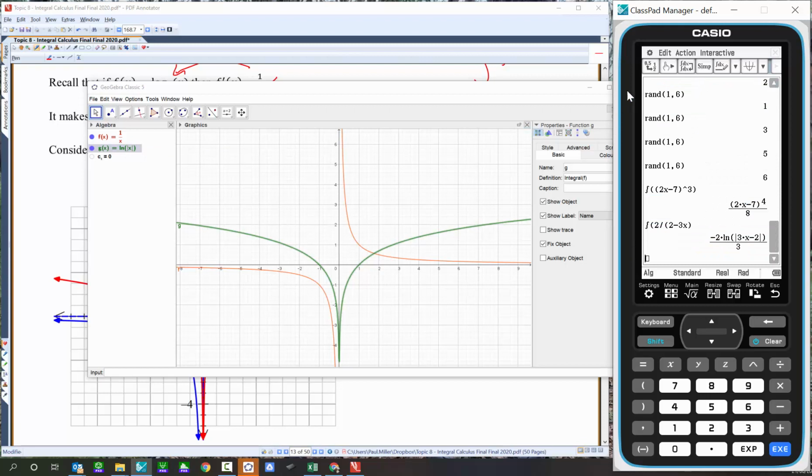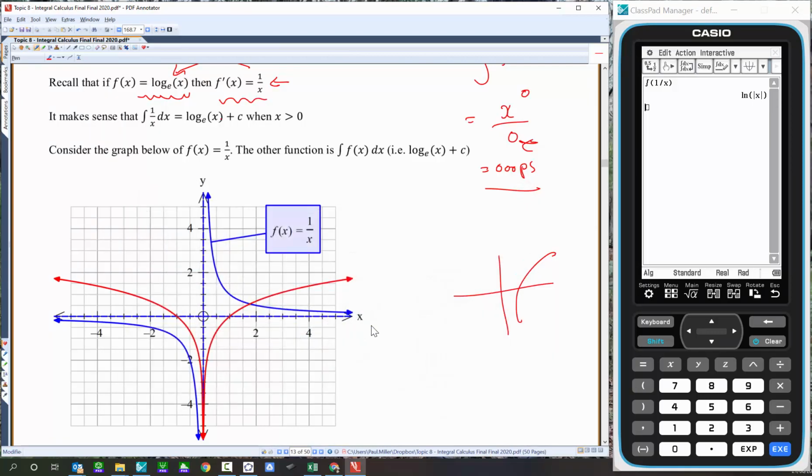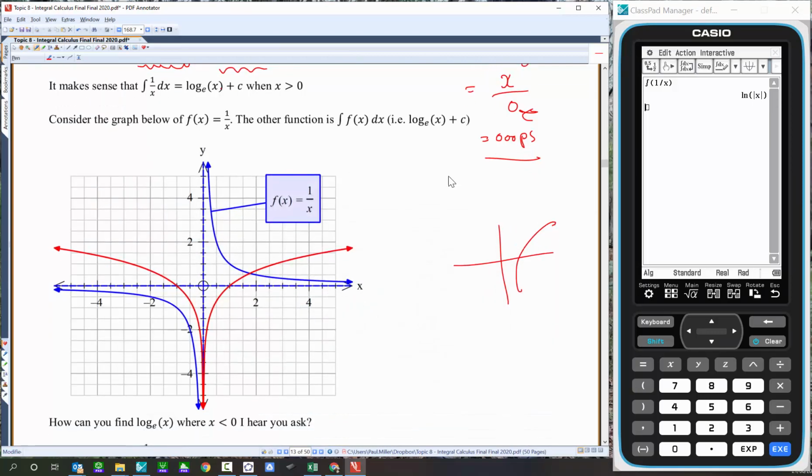Let's ask the same question of the calculator. So I'm going to go edit, clear all. Okay, so I'm going to integrate shift bracket 1 on x. And again, it does the same thing. It gives me these bars here. Now, this officially isn't part of the course, okay? But these bars mean the absolute value of x.